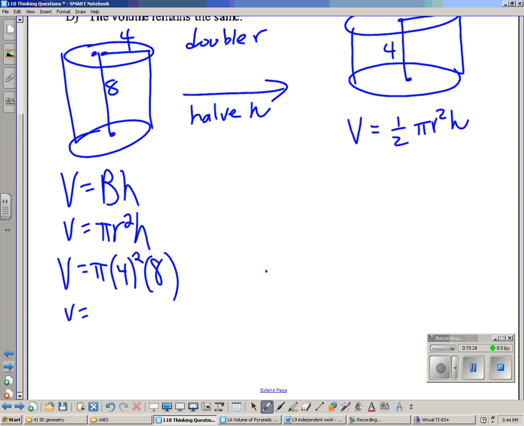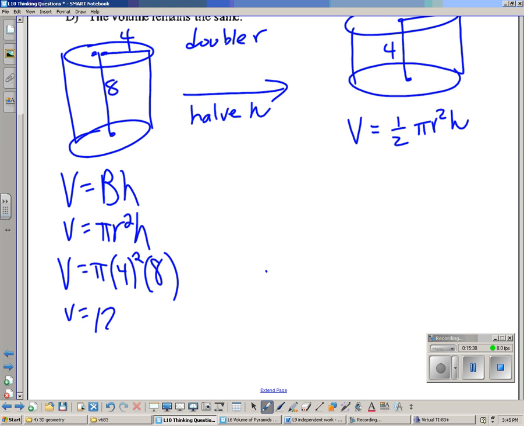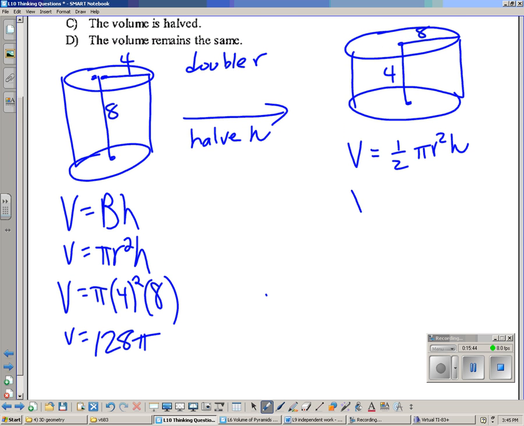4 squared is 16. 16 times 8 is, sorry, 16 times 8 is 128. So we get 128 pi for the first cylinder. Then the next cylinder, plug in its numbers.